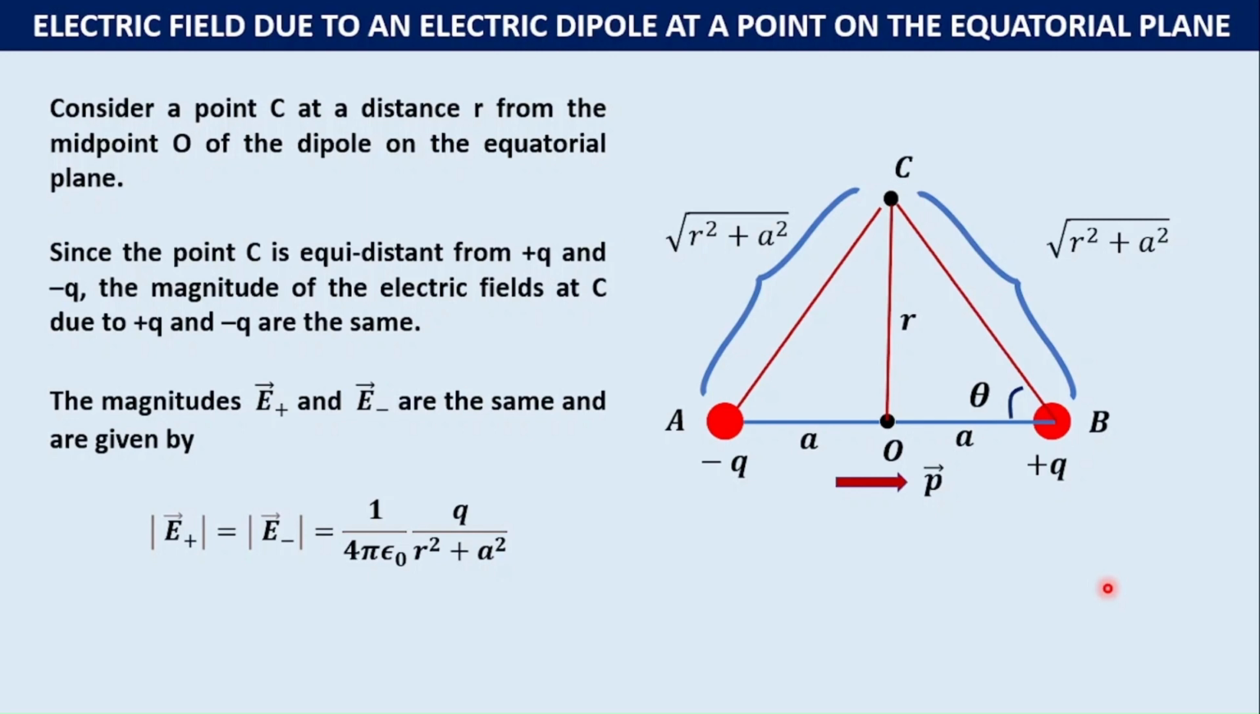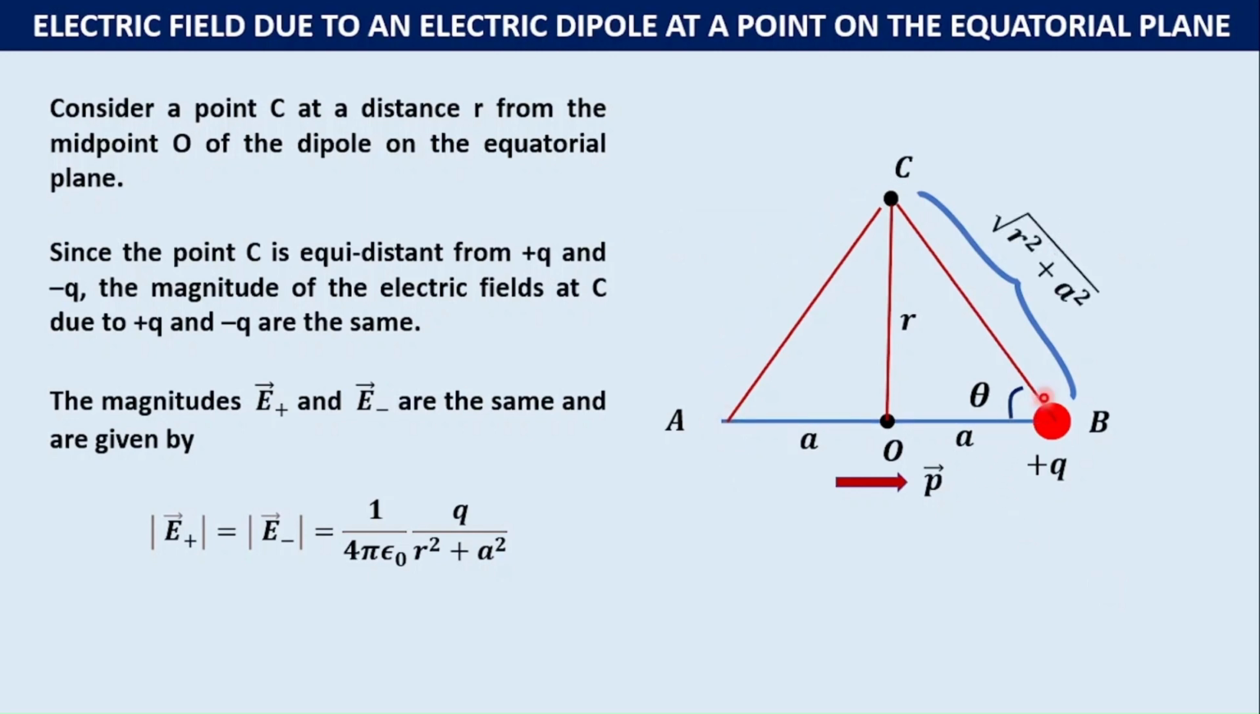Now let us consider only one charge here, that is only plus Q, and no minus Q here. The electric field at C is E plus vector. This E plus vector is along the line joining BC, away from plus Q. The direction of E plus vector is along BC.